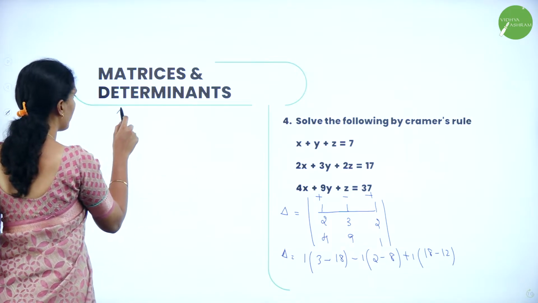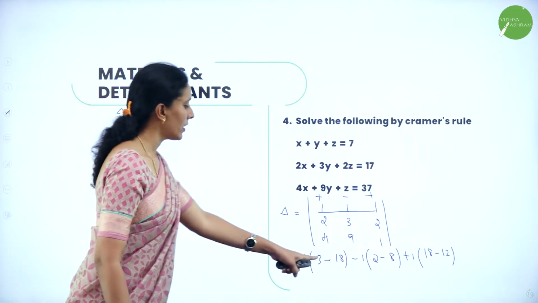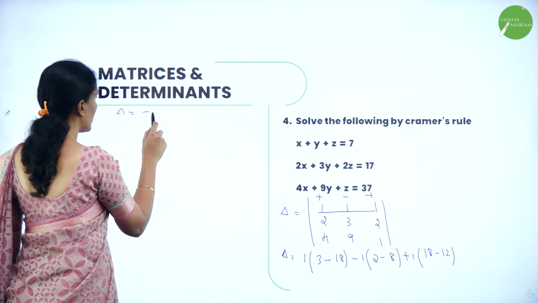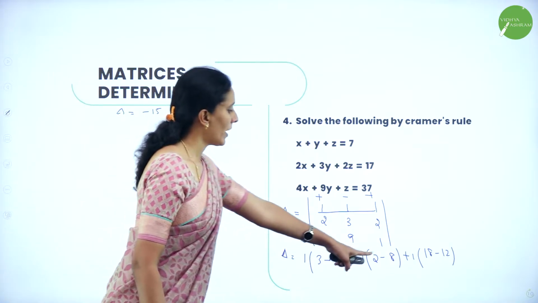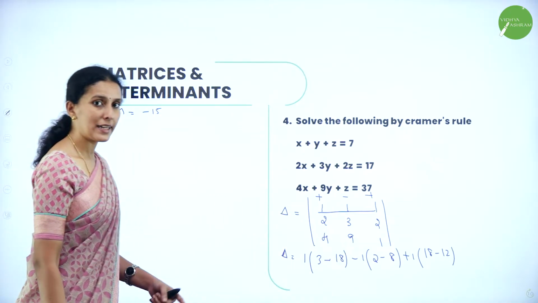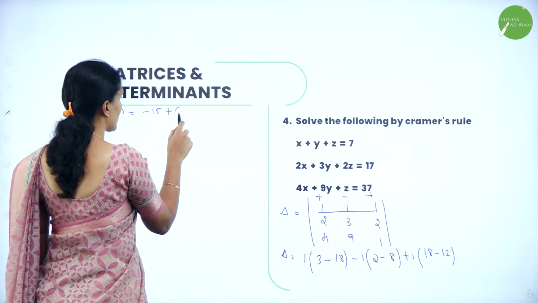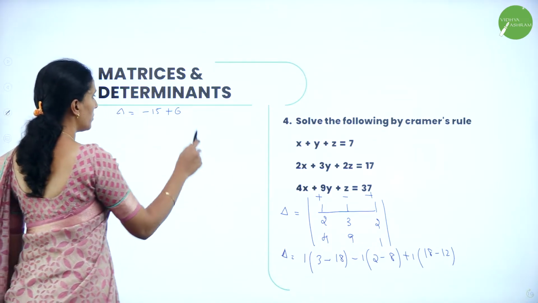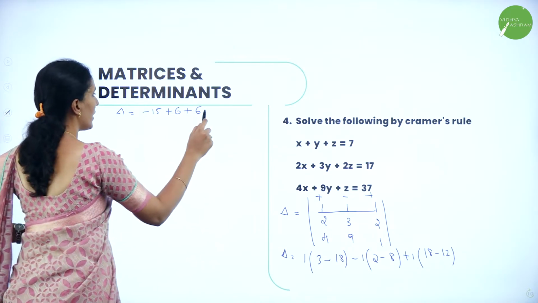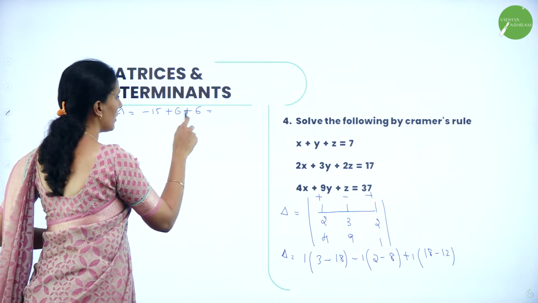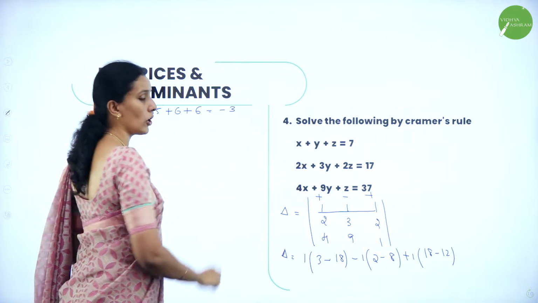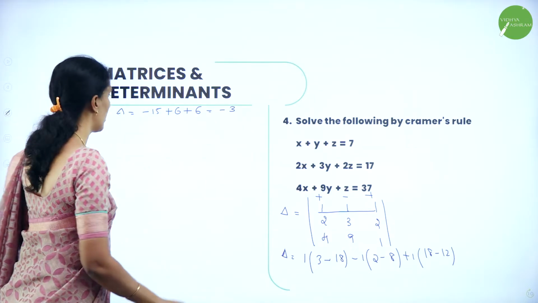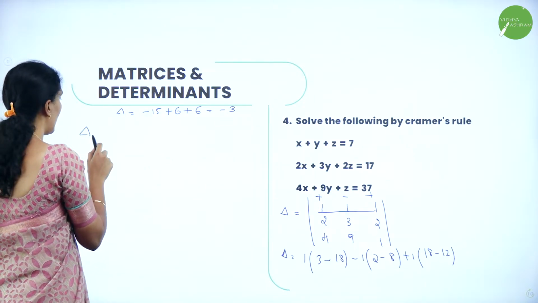So on solving we get delta is equal to 3 minus 18 is minus 15. 2 minus 8 is minus 6. Minus 6 into minus 1 is plus 6. Next we have 18 minus 12, that is equal to plus 6. So we get minus 15 plus 12, minus 3. So we got delta is equal to minus 3. Now let's check it for delta 1.